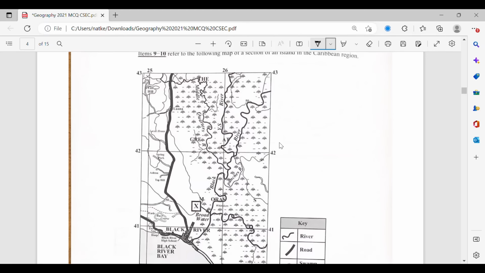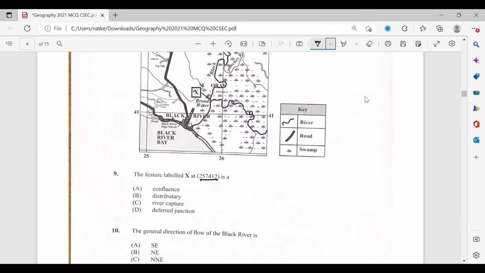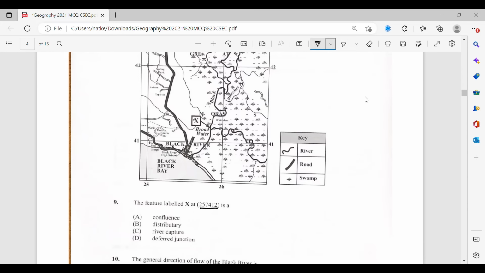9 to 10 refers to the following map of a section of an island in the Caribbean region. The feature labeled X, let us find X. They gave us the 6-figure, oh, here it is. They gave us a 6-figure grid reference for that, just in case you couldn't find it just by looking over the map. So the feature labeled X is a confluence, distributary, river capture, or deferred junction.